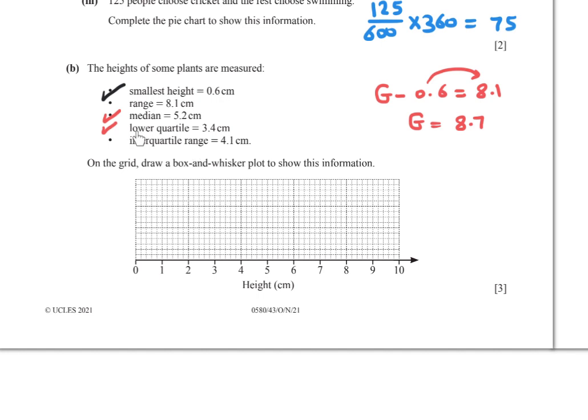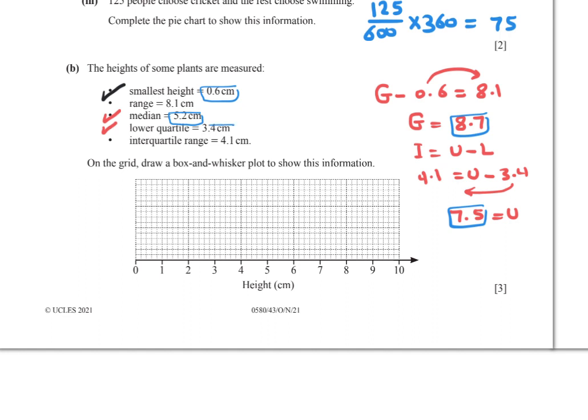And from the interquartile range and lower quartile, we can find the upper quartile, because interquartile range equals upper minus lower. Interquartile range 4.1 equals upper minus lower, which is 3.4. So to find the upper, transpose 3.4 to the other side as positive, so 7.5. So the upper quartile is 7.5. Now we have the upper quartile, the greatest value, the median, the smallest value, and the lower quartile. So we can draw the box and whisker diagram.